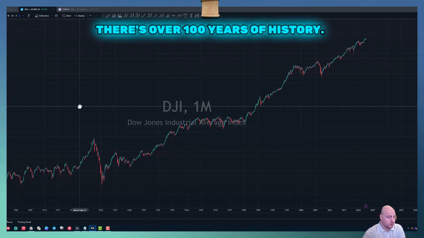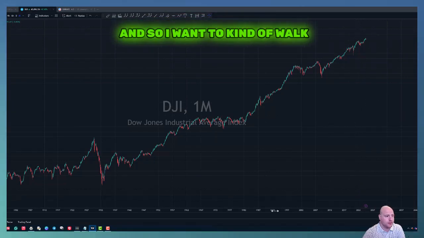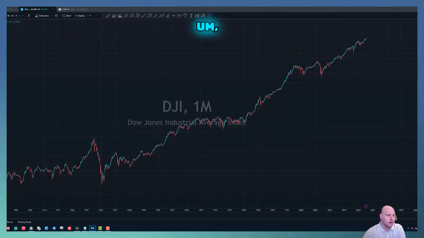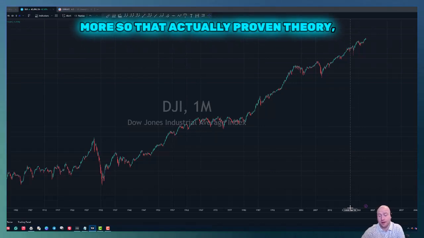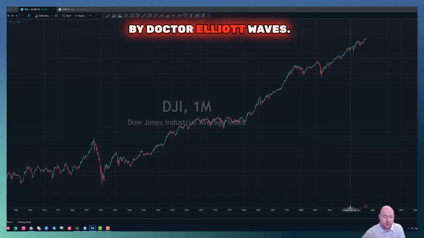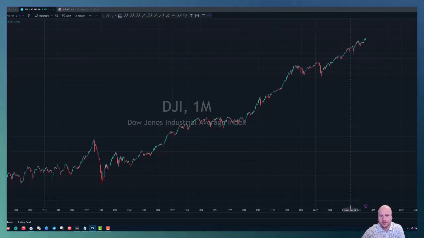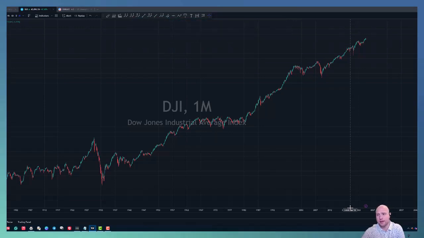There's over 100 years of history. Bottom left-hand corner, 1897, 2024, far right-hand side. And so I want to walk you through how to really look at this. When we look at this, there's a theory, or not a theory, more so an actually proven theory by Dr. Elliot. He was a great mathematician back in the Great Depression times. He essentially plotted out using the Fibonacci equation, which is similar to pi.